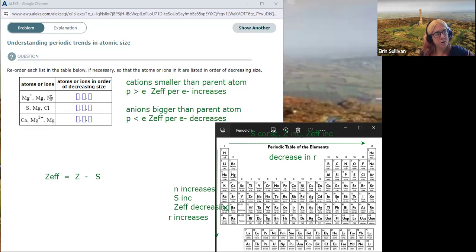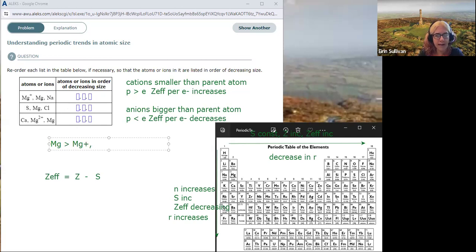I would always pick the two things that are similar so that you can compare them to each other, and then get your sort of master list. So for this, I'm going to compare the magnesium cation with the magnesium atom. We know atoms are bigger than cations, so magnesium must be bigger than magnesium plus. So that's one fact that we know.